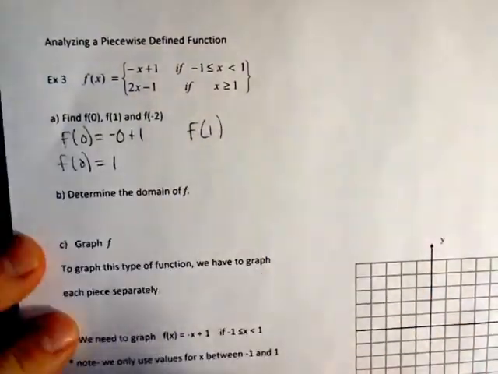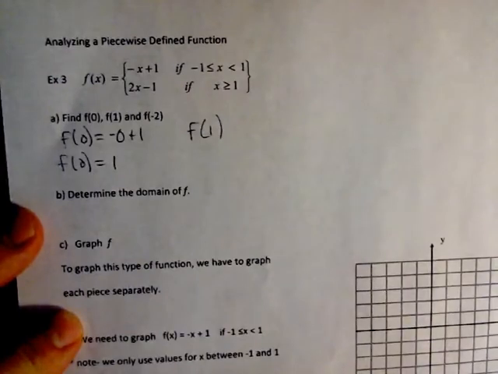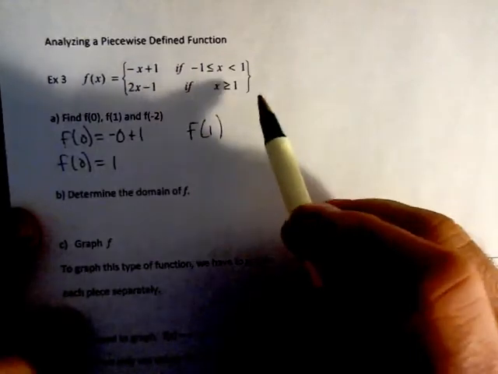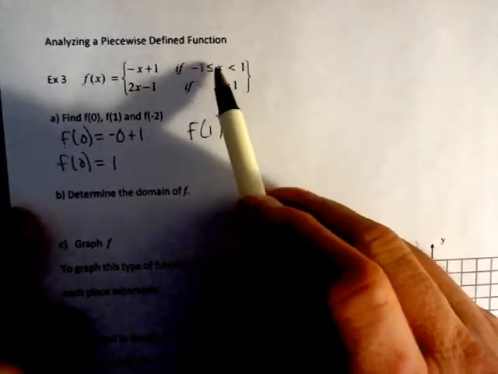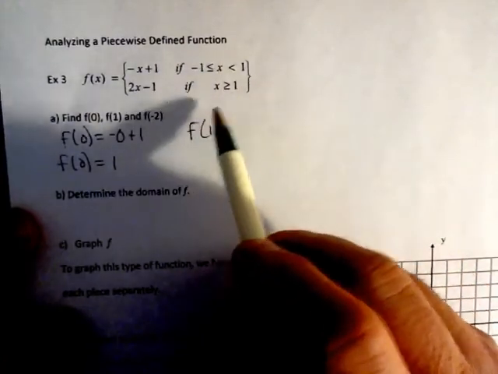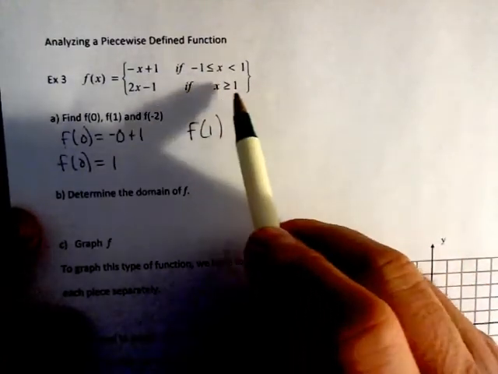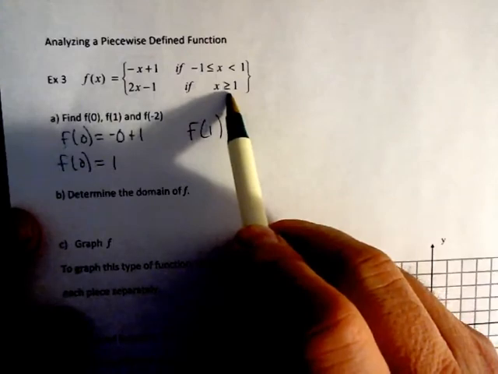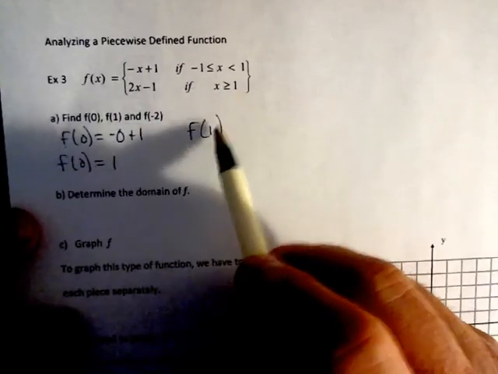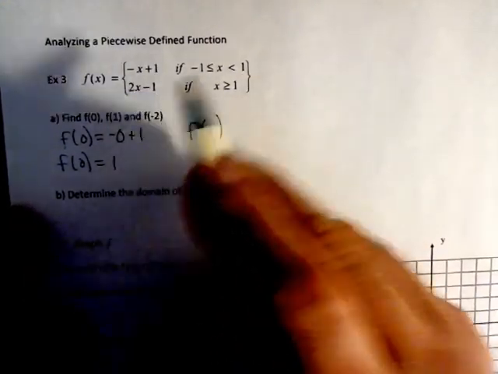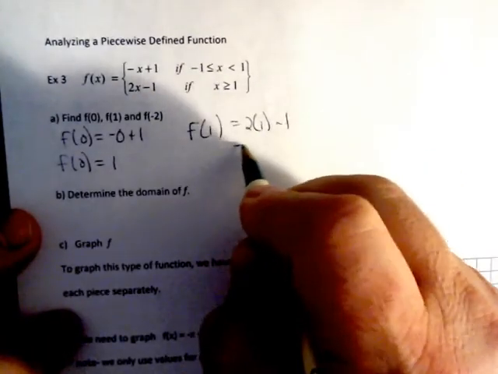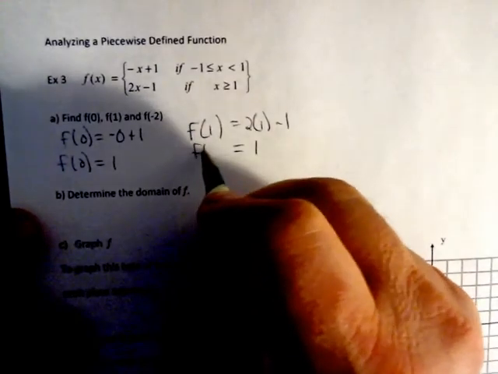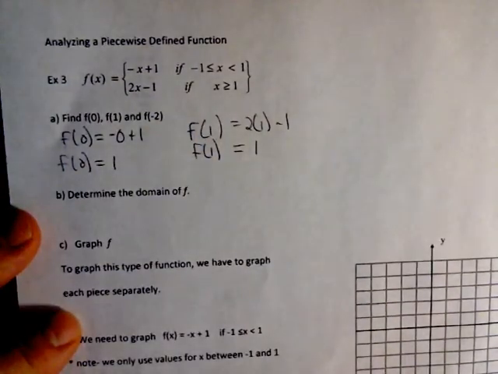Next, I want to find f of 1. When we're strictly evaluating, it's different than graphing. When we're evaluating, we again look to which one of these two equations I am going to use. Well, here, this is greater than or equal to 1. So when my x is 1, I have to use the lower equation. So f of 1 is 1.